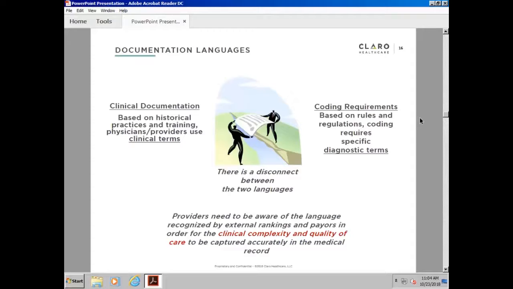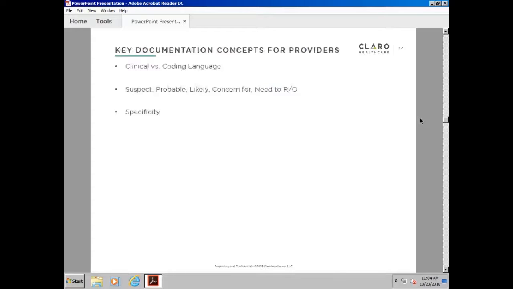So our clinical versus coding language. We definitely know that this is a concept that gap is there, and that's why clinical documentation programs are across the nation, and we bring them in to fill in that gap.